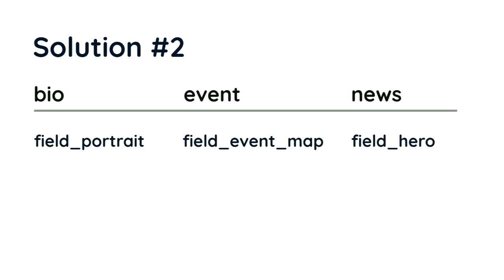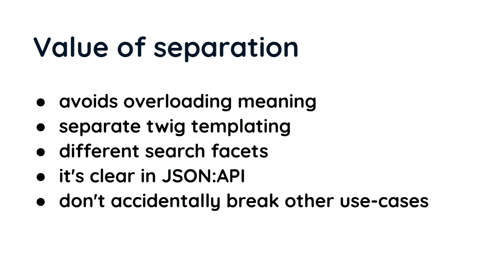Whether it's a single use field or whether it's going to be potentially a shared field like Field Hero, which I like to do. I like to do a Field Hero because there's often one in those designs, and that becomes shared across all the content types because it's always treated the same, right? It means the same to the business every time. So, value of separation: you're not accidentally breaking other people's use cases. It's clear in the JSON API and so forth. It avoids overloading meaning.